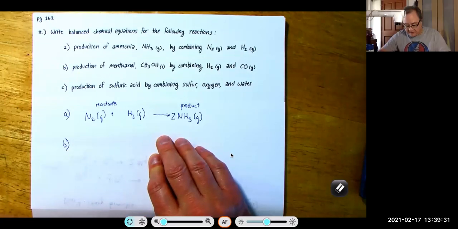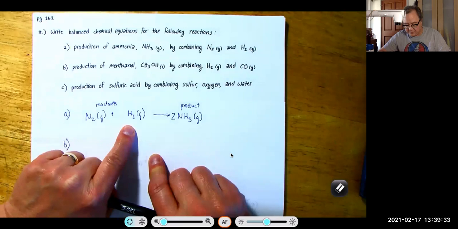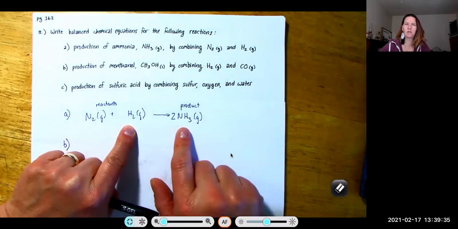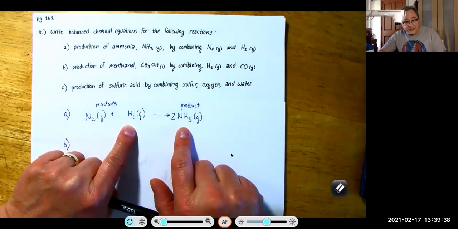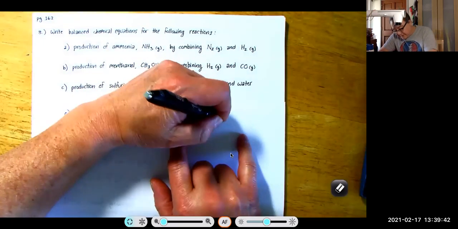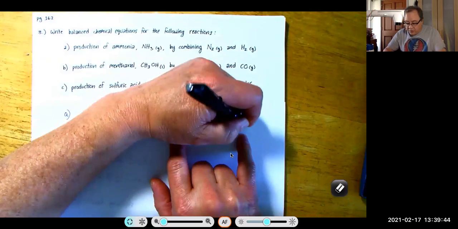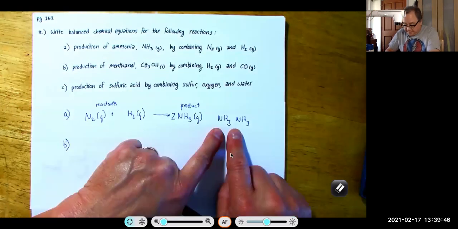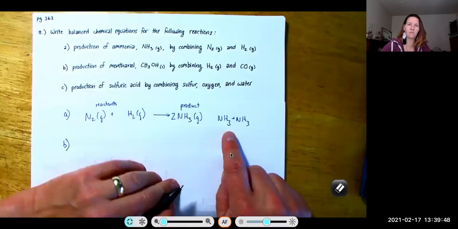How many here? There's 2 there. How many here? 6? Now, let's take a look at this. Yes, there are 6. Because the 2 really means 2 of them, right? So 3 plus 3 is 6.